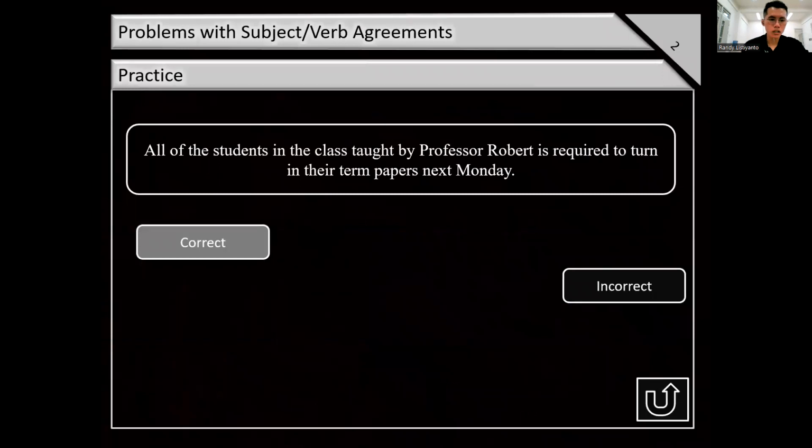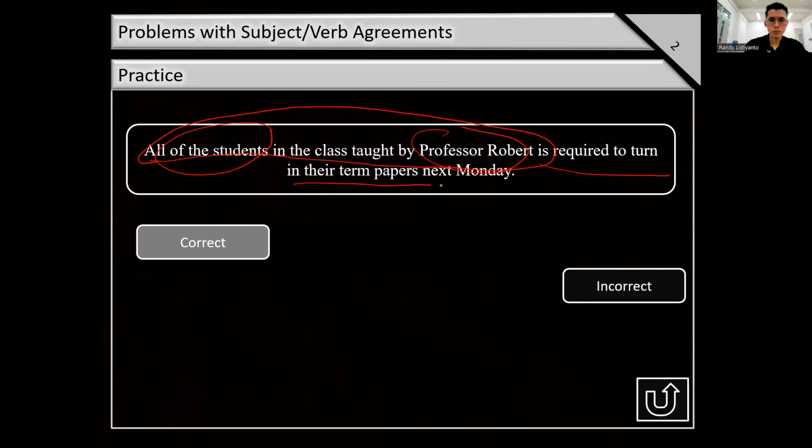Okay, second example. All of the students in the class taught by Professor Robert is required to turn in their term papers next Monday. Say this one: all of the students in the class taught by Professor Robert. Which one is the subject? Is it Professor Robert or all the students? To identify this, we have to identify the activity: is required to turn in their term papers next Monday.